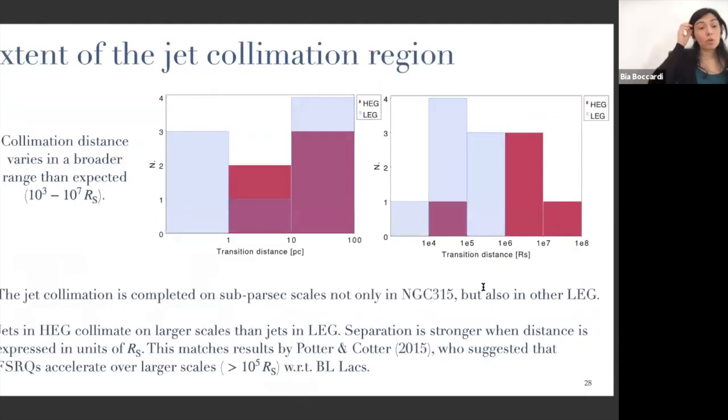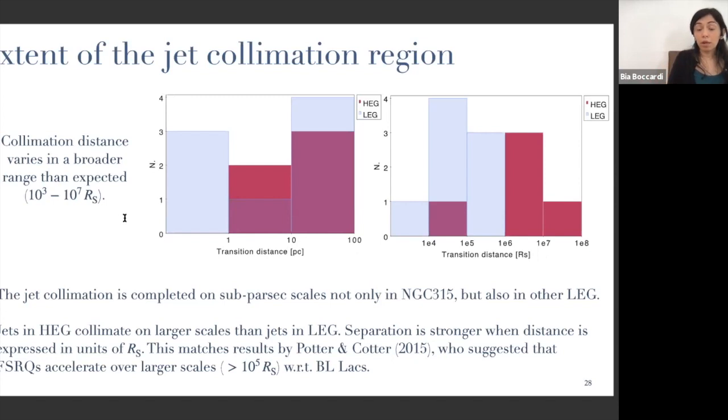We have also studied the extent of the collimation region in these sources because many of them show this transition between parabolic and conical shape. And we have studied how this transition distance is distributed in high excitation and low excitation sources by expressing this distance both in units of parsecs and in units of Schwarzschild radii.